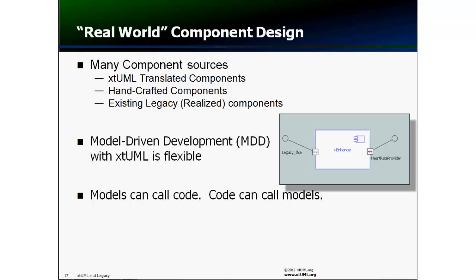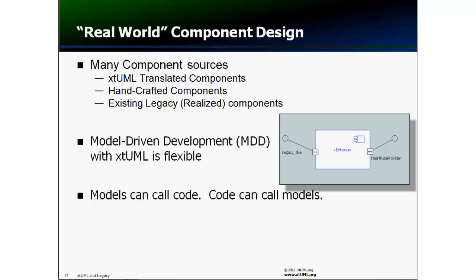There may be some components that we are more comfortable with, or have other reasons, that we want to build at the implementation level, and so we'll handcraft them. Maybe we've already started, or we're getting a component from another team that is writing the code by hand, and that's great. We can integrate with those types of components as well. And in fact, we may have some existing legacy, or what we like to call realized, components that already exist, that we've purchased or that come from a previous design, and we want to integrate those into the system as well.